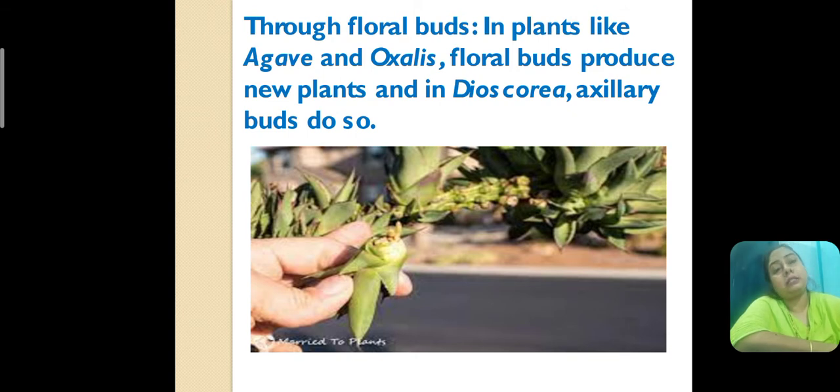In some cases, vegetative propagation, as I said, also occurs through floral buds, like in case of agave and oxalis. Refer to the picture here. See, it is the agave flowers which can give rise to a new plant. Similarly, the axillary buds also can give rise to a new plant.